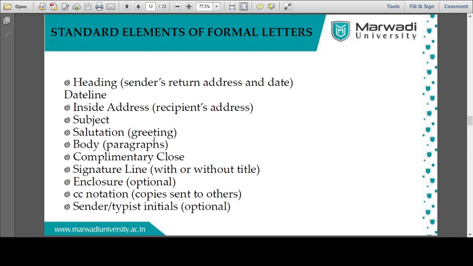Next one is the message, or the body of the letter. This is the main content of the letter and usually occupies the maximum amount of space. It should be single spaced with a blank line separating it from the preceding and following parts of the letter. In addition, each paragraph of the message should also be separated by a blank line.